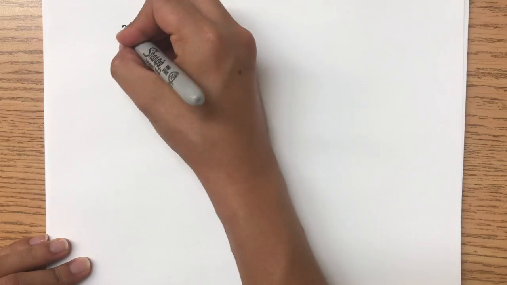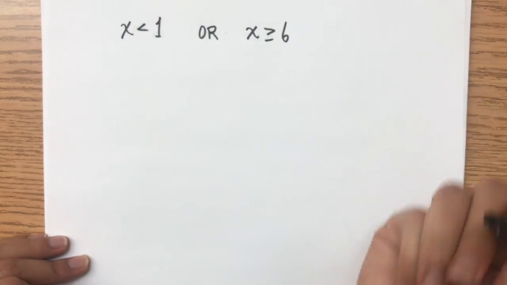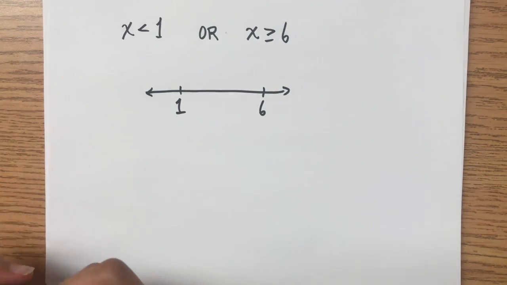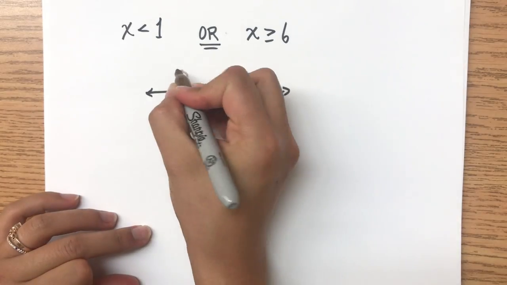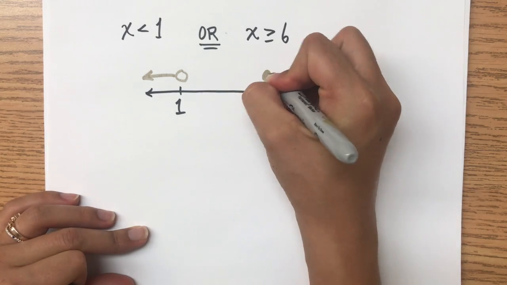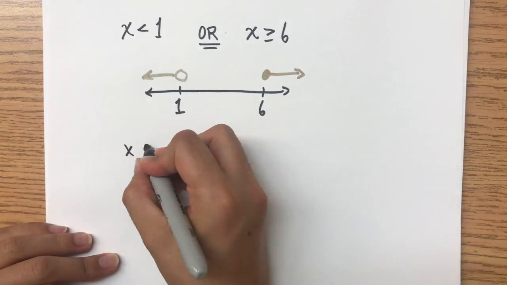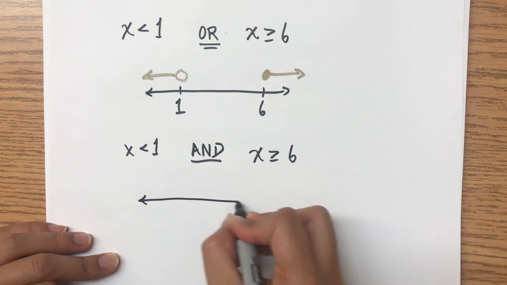Let's take an example where we actually have the word or. Or means that either one can be true, okay? I don't have to have both true at the same time. So if I graph each of these, I have 1 and 6. So I'm going to start with x is less than 1. So I'm going to draw that with an open circle going to the left. And then x is greater than or equal to 6 is a closed dot going to the right. Now either one can be true, so I write that with both. That's my total solution, is just either one.